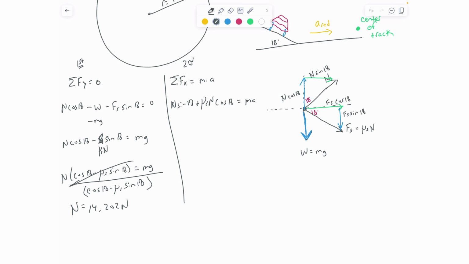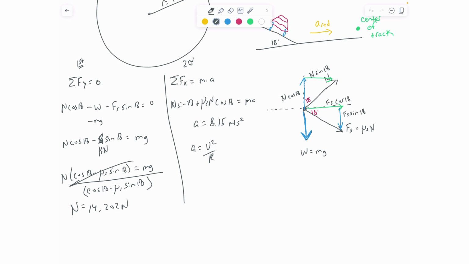Basically, these are all numbers right here. Everything's numbers. It's simple algebra. And then you end up with acceleration equals 8.15, of course, that's in meters per second squared. That's your acceleration. And remember, up here, acceleration is equal to v squared over r, right?